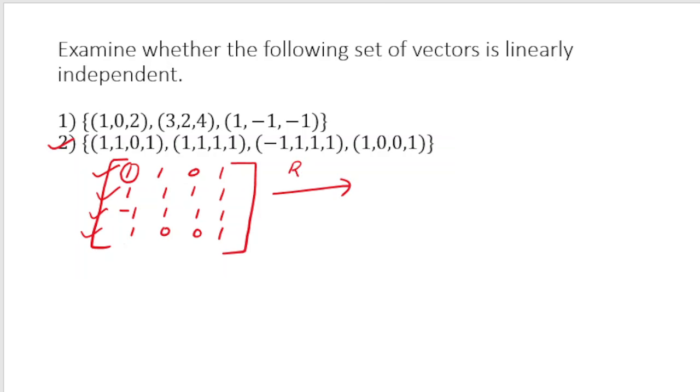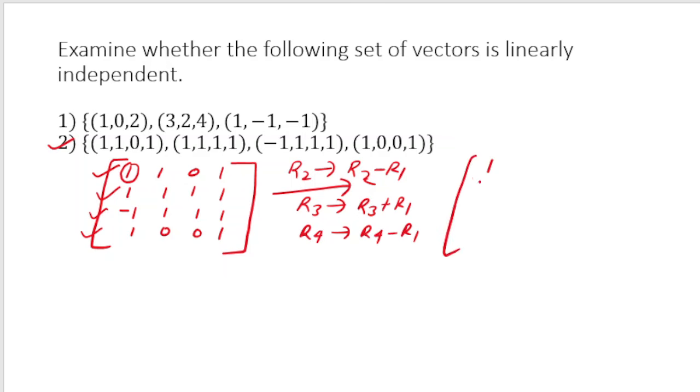So what operation should I perform? I should replace R2 by R2 minus R1. We need to replace R3 by R3 plus R1. We need to replace R4 by R4 minus R1, right? So what I will get, let me draw the matrix first. So I will get 1, 1, 0, 1, then this 3 will become 0, 0, 0, and 1 minus 1, so this term will also be 0, 1 minus 0, so this will remain 1, 1 minus 1, so this will also become 0.